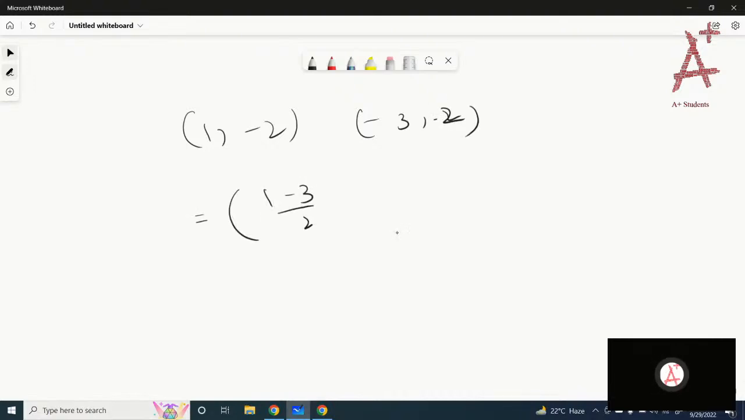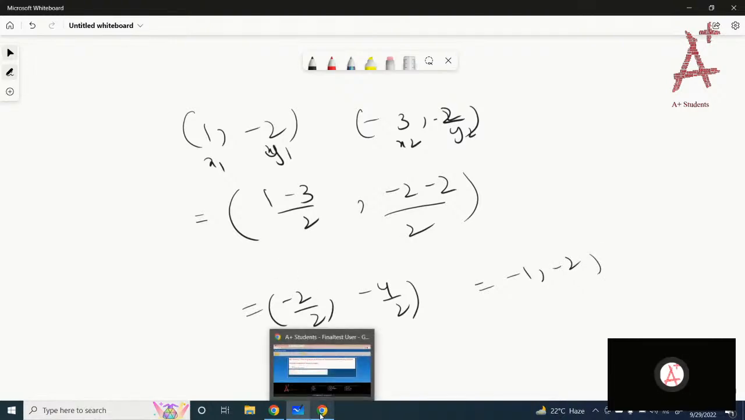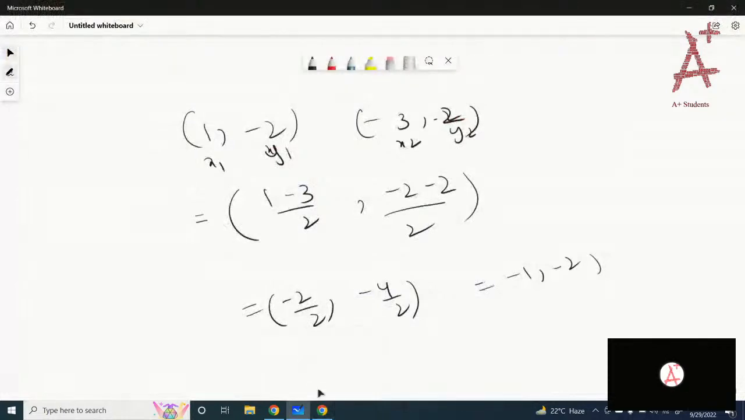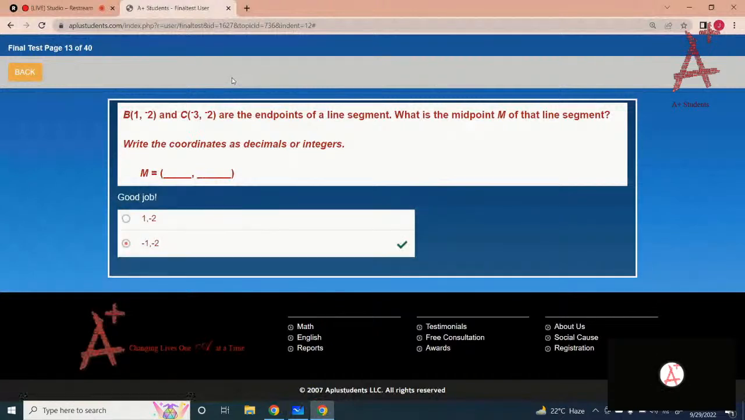1 minus 3 over 2, x1 and x2, and then y1 and y2. So both of the y values are -2, and -2 plus -2 over 2. So 1 minus 3 is -2 over 2, and -4 over 2. So they are (-1, -2). Got it? So select the correct option and then click on the OK button. (-1, -2), and then click on the OK button. Got it?